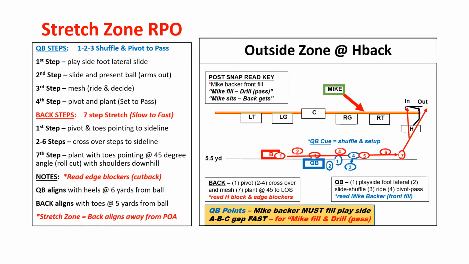If the H has to turn and drive that Sam backer out to the sidelines, then he's going to go ahead at the line of scrimmage, he's going to press it and then go inside the H-back, getting north and south.